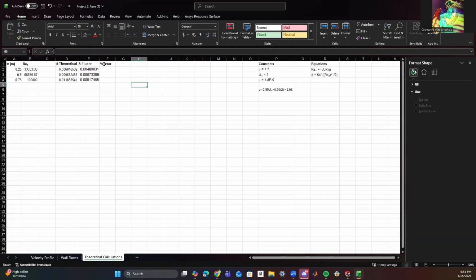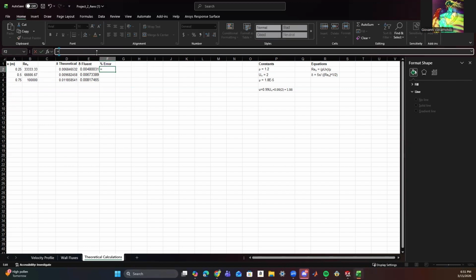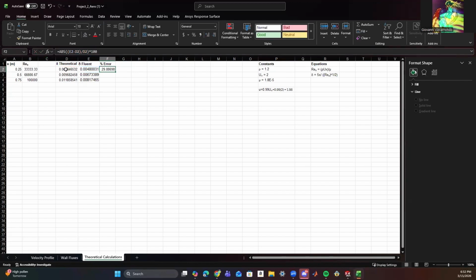Yes, it will. Excellent. And to do the percentage error, we're going to do equals the absolute value of this minus this, those are parentheses, divided by this, parentheses, times 100. As you can see, we have a pretty high percentage error, but we didn't know how to fix that, so that's just going to stay like that. That's the difference between error. Probably something with the slip conditions, or I'm not sure exactly what it could be.